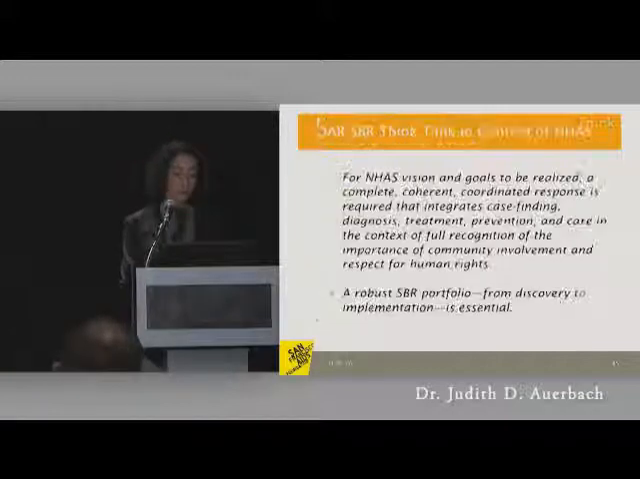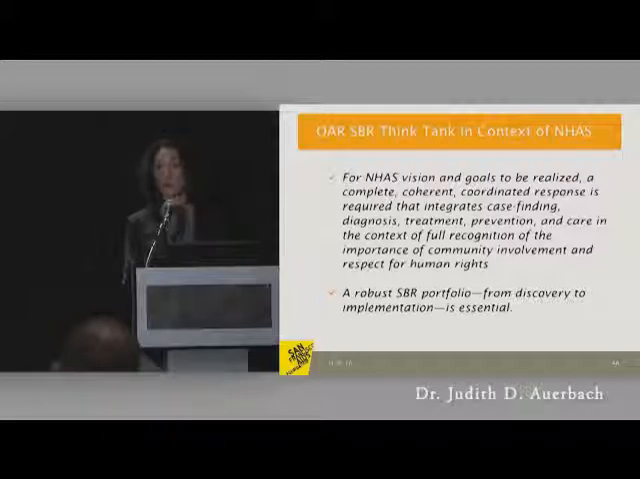And that group came up with a vision for research, that in order for the national strategy's goals to be realized, we have to have a coordinated response for research as well, and that integrates everything from case finding and diagnosis to social and behavioral prevention, as well as community involvement and respect for human rights. So that was a pretty strong statement from a bunch of researchers. And of course, a robust social and behavioral research portfolio from discovery, meaning basic social research, to implementation is essential.